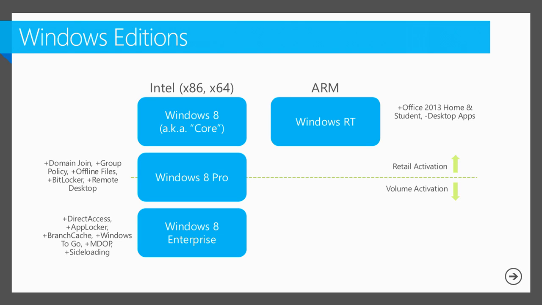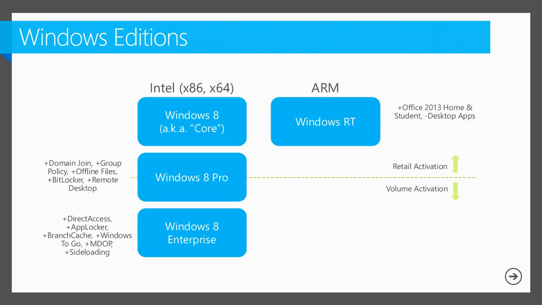The next step up then would be Windows 8 Enterprise, which adds DirectAccess, AppLocker, BranchCache, Windows To Go, the ability to add MDOP on top of that, and sideloading capabilities that we talked about yesterday afternoon, if you were in that session.